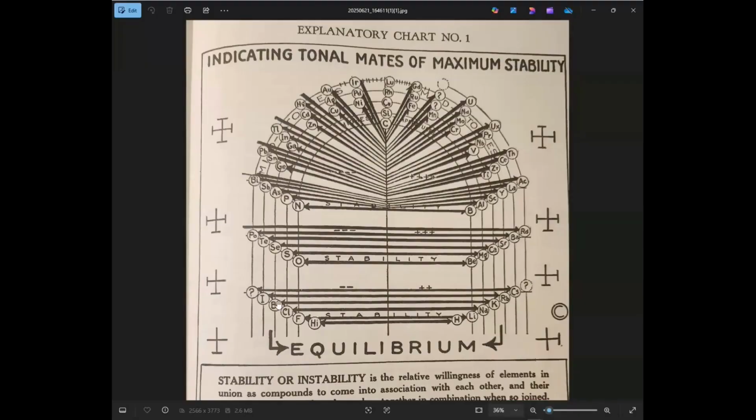So what we're seeing here, all of these little circles with letters in them, these are all the abbreviations of the elements. Like O is oxygen. Okay. Let's see. Cl is chlorine and Na is sodium. And so he's saying this chart is indicating the tonal mates of maximum stability.